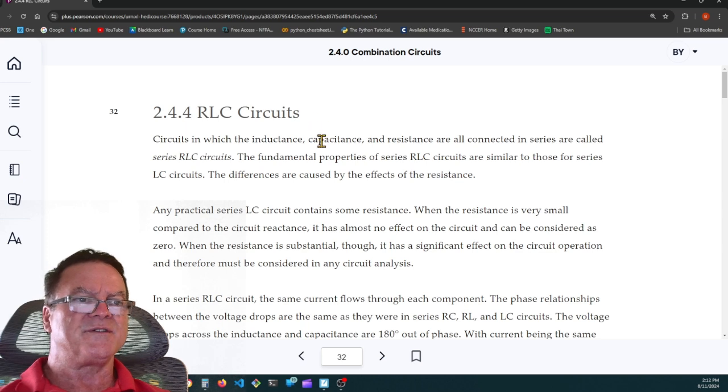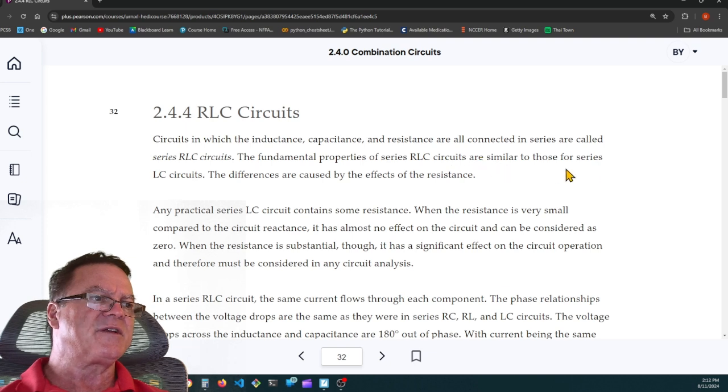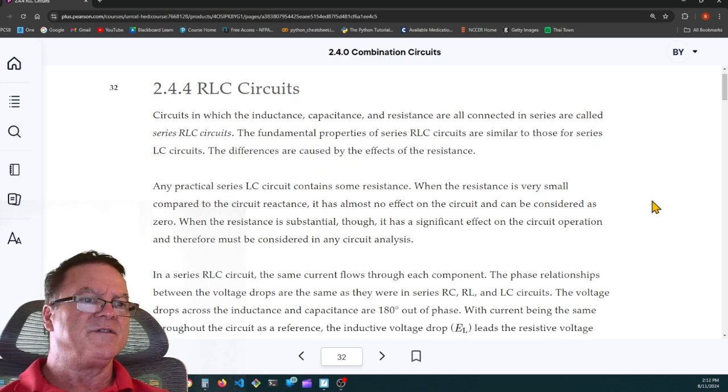2.4.4 RLC circuits. Circuits in which the inductance, capacitance, and resistance are all connected in series are called series RLC circuits. Fundamental properties of series RLC circuits are similar to those for series LC circuits. The differences are caused by the effects of the resistance.